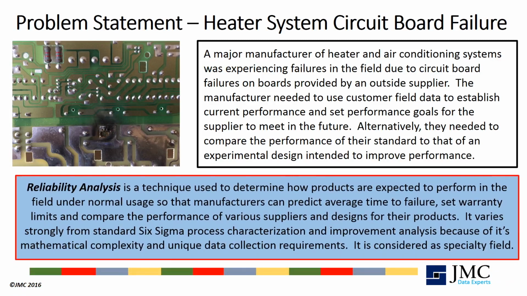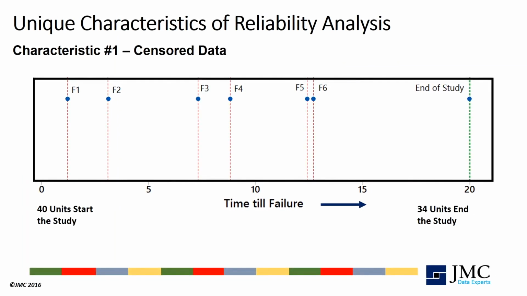Reliability analysis is used to establish and predict product performance based on time or stress to failure data. Results can be used to determine specifications, establish warranty parameters, compare suppliers, set preventative maintenance schedules, or many other applications. Due to its mathematical complexity and specific application, reliability analysis is considered a specialty statistical analysis. There are three unique characteristics of reliability data and analysis that differentiate it from typical data analysis.